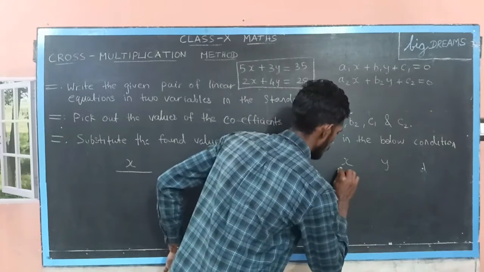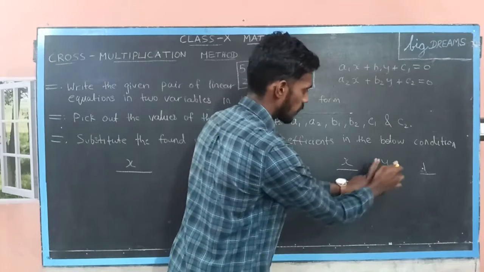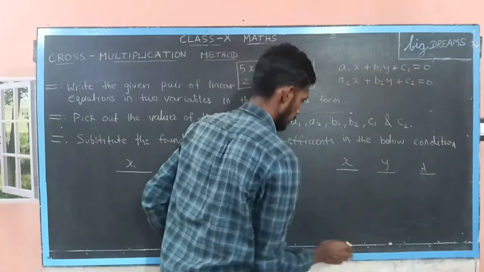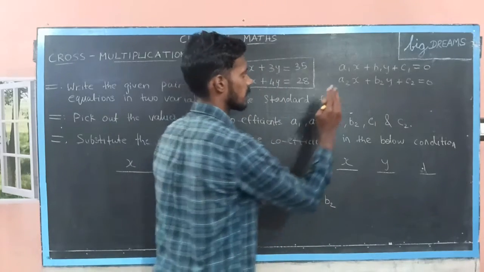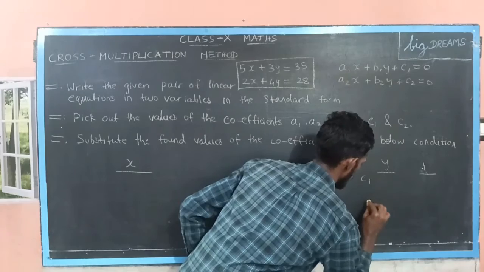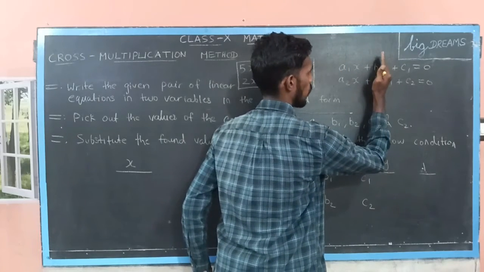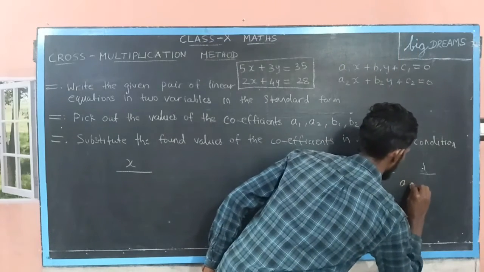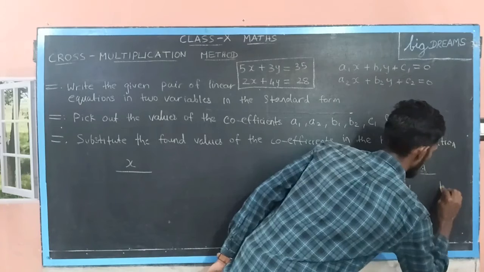Clear? Then divided by, I am going to start with the coefficients of y. Coefficients of y are b1, b2. So write here b1, b2. Then shift to the constant terms. It is c1, c2. So here c1, c2. Then you have to rotate like this, starting from b1, b2 going to c1, c2, then again here a1, a2. So write here a1, a2. Then end with b1, b2.